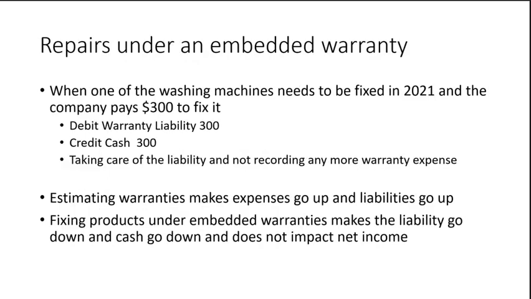So what happens when that washing machine that is under warranty comes in for repairs? Let's say that happens in 2021 and we pay $300 to fix it. The journal entry is going to debit warranty liability. So we're going to make the liability that we owe go down because we've done it. We've taken care of our obligation. And we're going to credit cash.